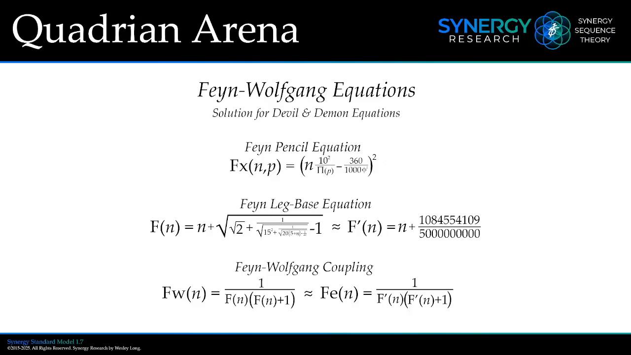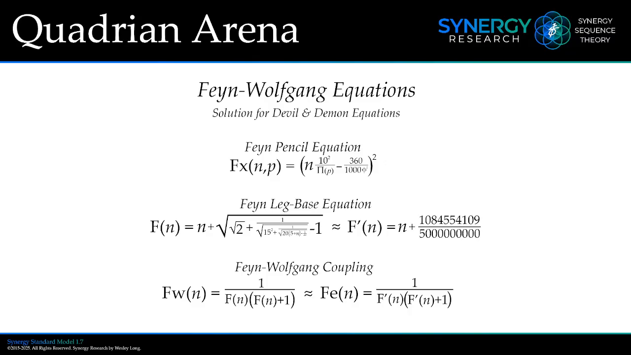Our fine Wolfgang coupling equation. Finally, we bring it all together. Text FW equals frac 1 Fn n plus 1, approx text frac equals frac n F punf n plus 1. This is the core form of coupling, the formula that derives the fine structure constant. And the brilliance here is that two different versions of f of n, one exact irrational, one rational approximation, both yield the same anchor. That's what validates the system. It's self-similar, self-correcting, and harmonically nested.